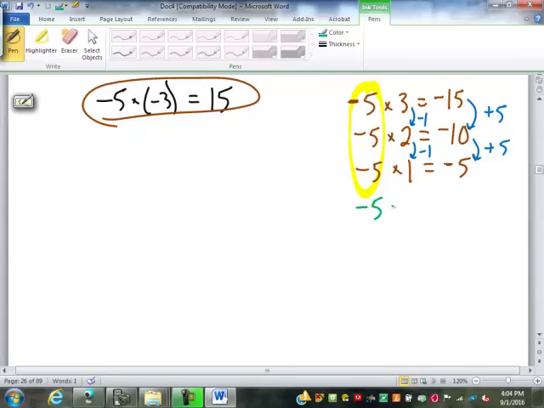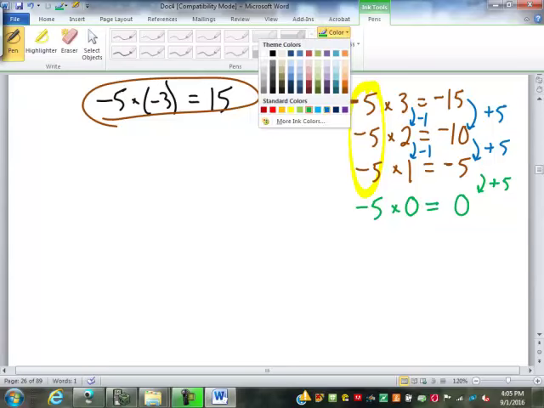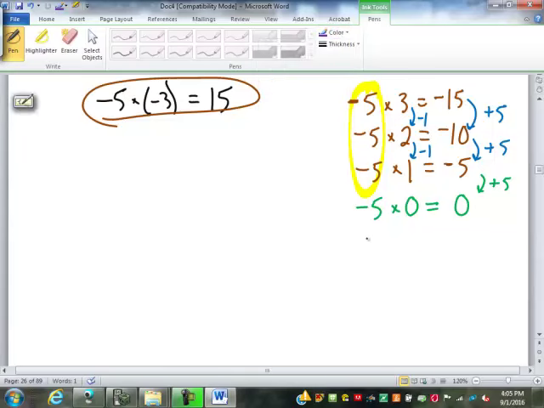I start with negative 5 again. To continue my pattern, what do I have to multiply by here? 0. I have to decrease by 1. 1 minus 1 would be 0. What's my answer going to be? 0. Anything times 0 is 0. Did this increase by 5 again? Sure did. It went from negative 5 up to 0. So that pattern appears to be true.